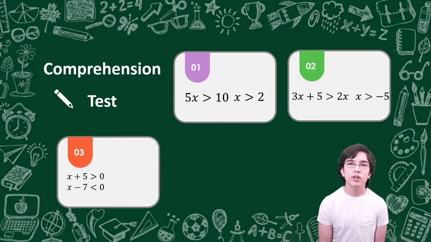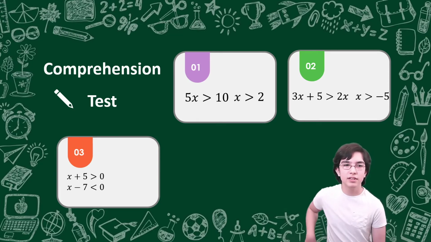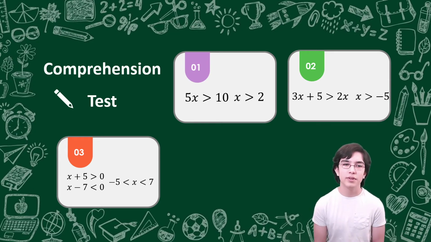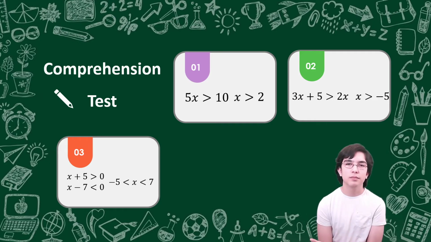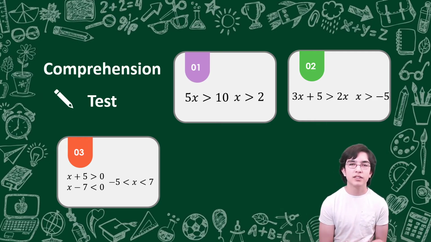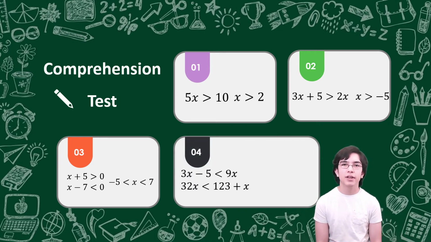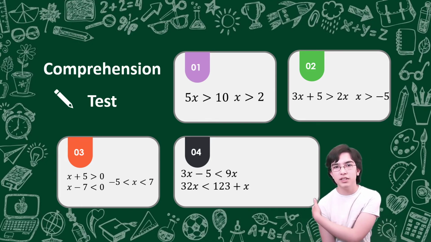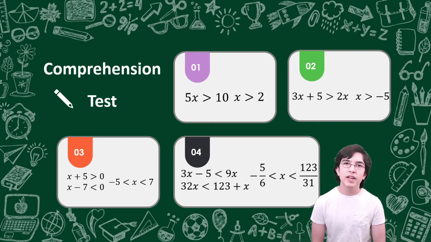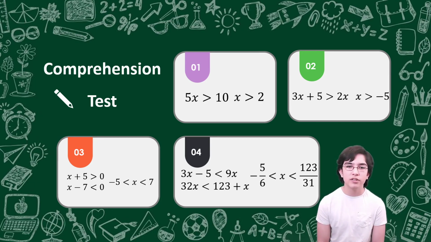Question 3, with two inequalities: x plus 5 is greater than 0, x minus 7 is less than 0. You can just join the inequalities together, so minus 5 is smaller than x, which is smaller than 7. And last question, 3x minus 5 is smaller than 9x, 32x is smaller than 123 plus x. You get minus 5/6 is smaller than x, which is smaller than 123 divided by 31, when you simplify it out.